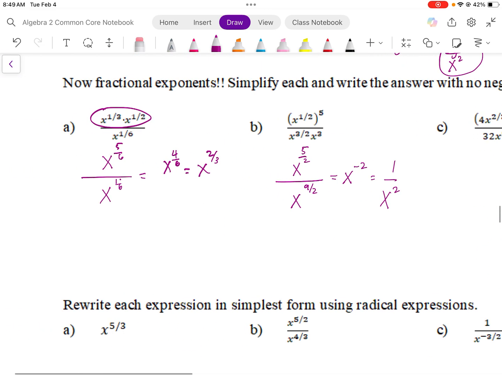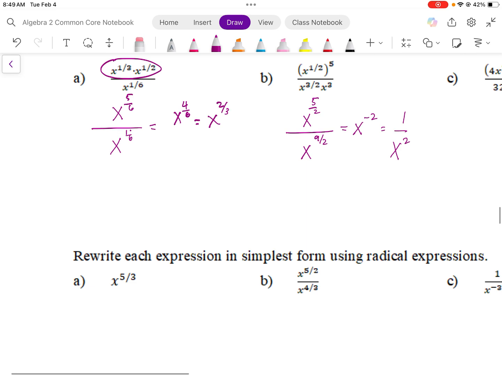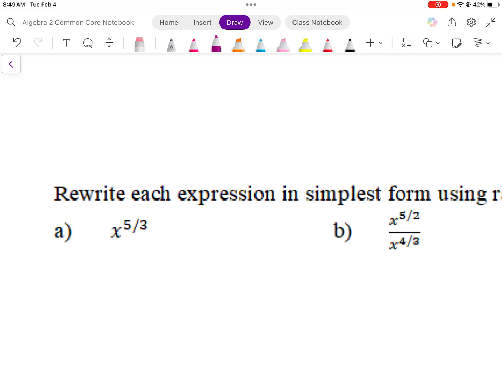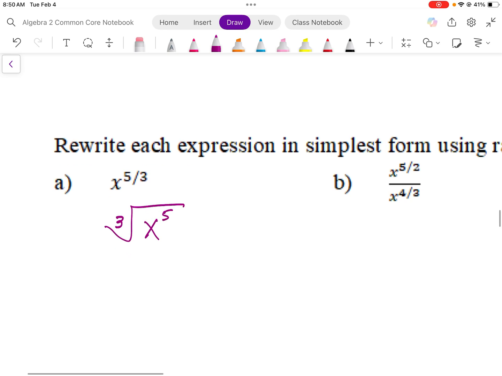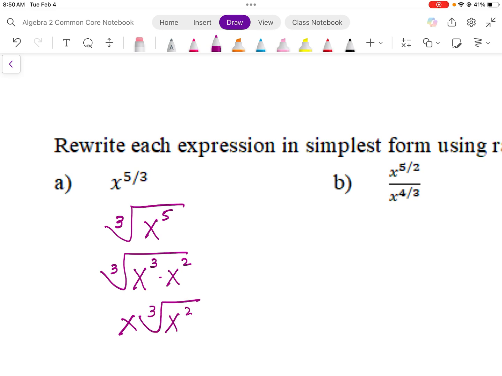Okay? All right, rewrite in simplest form using a radical expressions. Oh, simplest form, x to the 5/3. That's going to be the cube root of x to the 5th. If it's simplest form, I should probably rename this as x to the 3rd times x squared and call it x times the cube root of x squared if I'm doing simplest form.